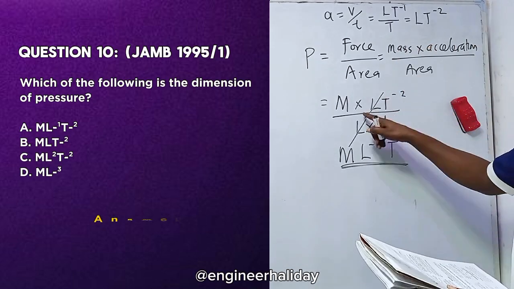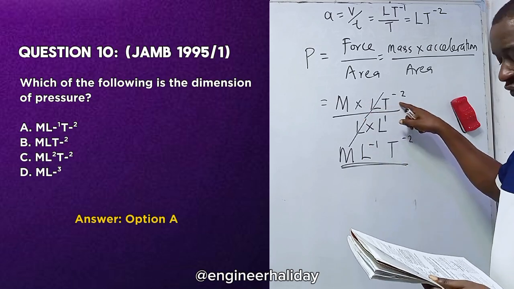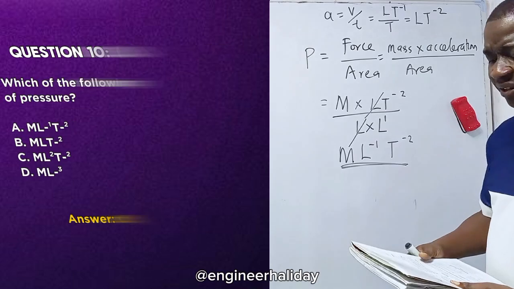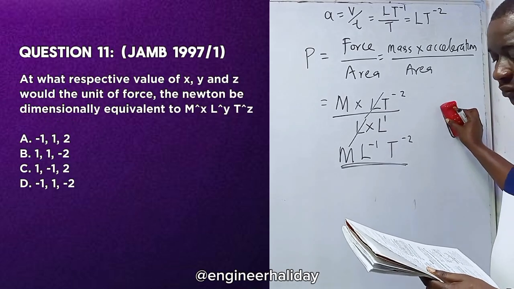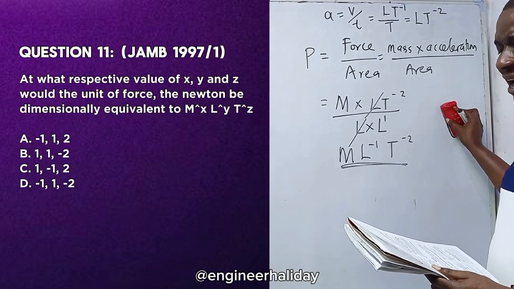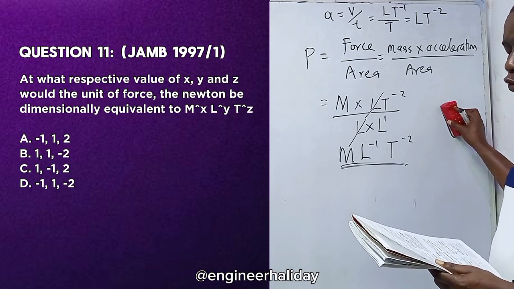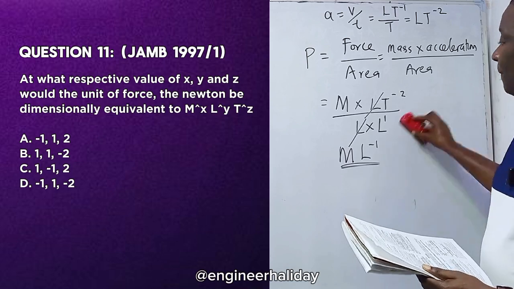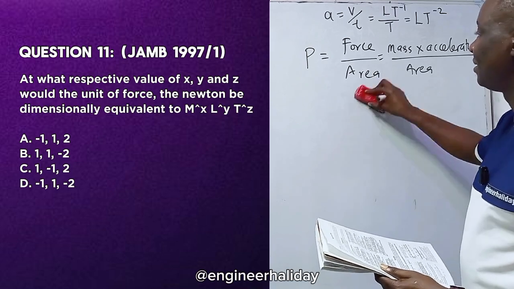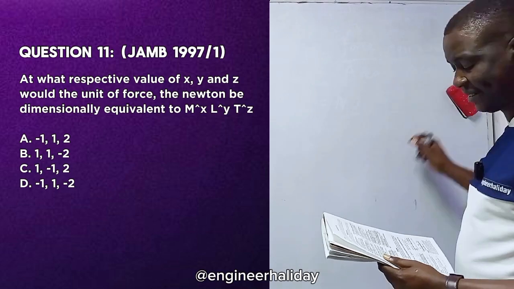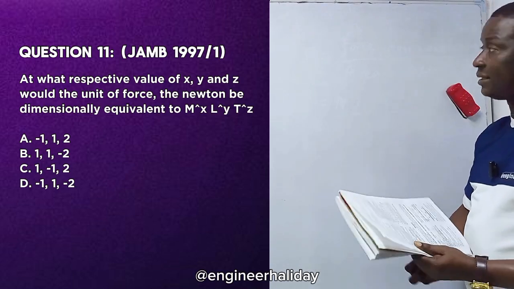I've done that of force, which is MLT^-2. So the answer is option A. The next question says: at what respective values of X, Y, and Z will the unit of force, the Newton, be dimensionally equivalent to M raised to power X, then L raised to power Y, and T raised to power Z?